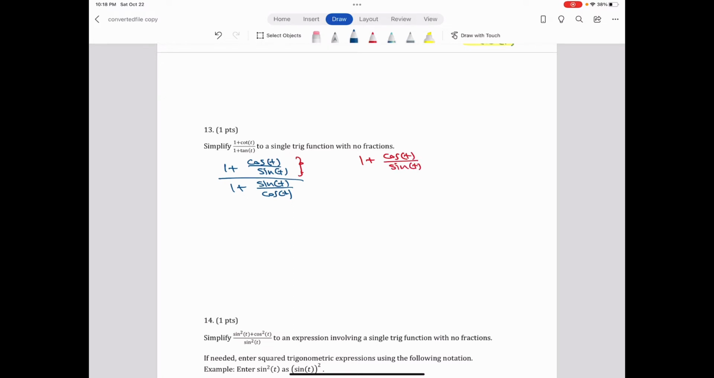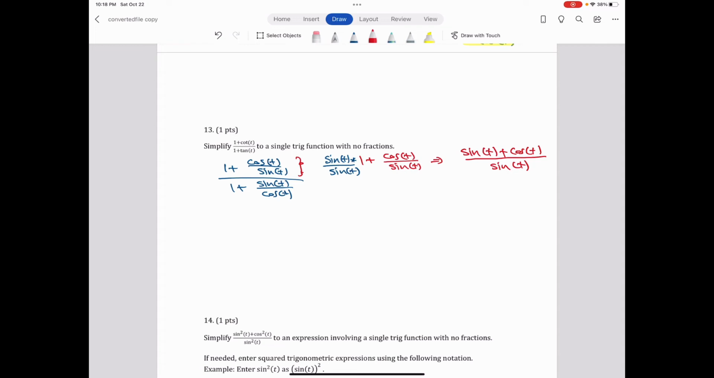I need to have a common denominator, so I will multiply with sine t here and divide by sine t. So the numerator becomes sine t plus cosine t divided by sine t. So that is the numerator.